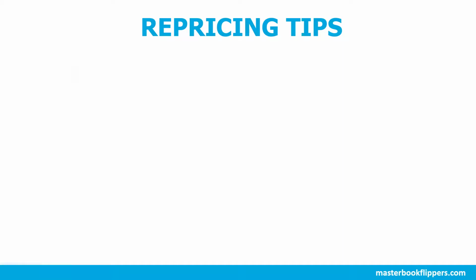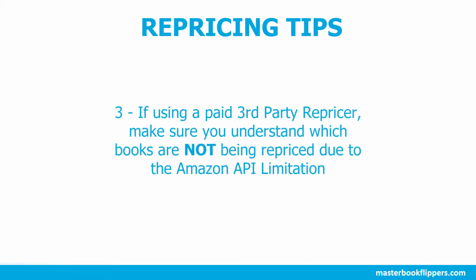The next one, tip number 3, I've already mentioned this, but it's worth mentioning again. If you're going to look at some of these other third-party repricers, make sure you understand how much of your inventory is not being repriced. Okay, a lot of booksellers will sign up for a service. They won't even know what I've already talked about, that the repricer may not be working on all your books, and then they don't know why their repricer isn't working. That could be the reason.